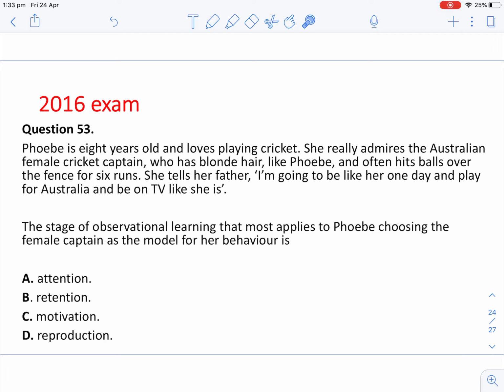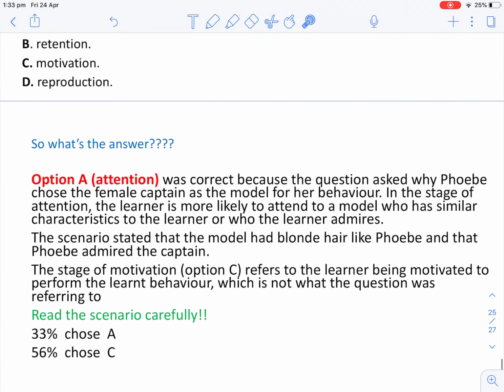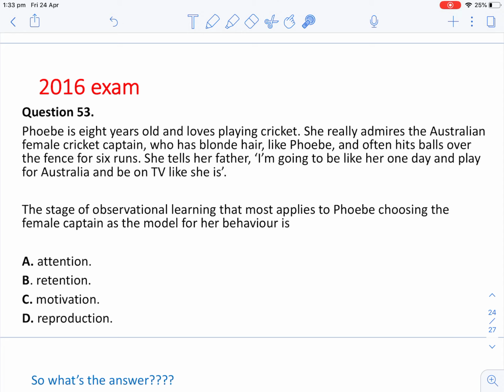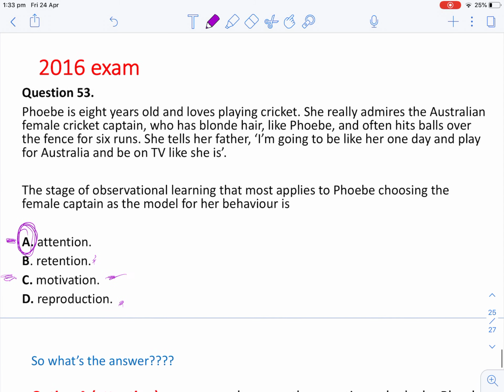Okay, so you should have paused and answered that now. I am going to tell you that 33% of people chose A and 56% of people chose C. So out of those two options there, is she motivated to be like the captain? Yes. Does this talk about the retention stage? Not necessarily. Or the reproduction stage? Not necessarily. So 56% of people, as I said, picked C. But the answer for this is actually A.